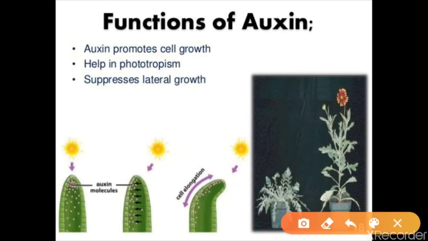So here it is given, see, function of auxin. Auxin promotes cell growth, helps in phototropism, suppresses lateral growth.